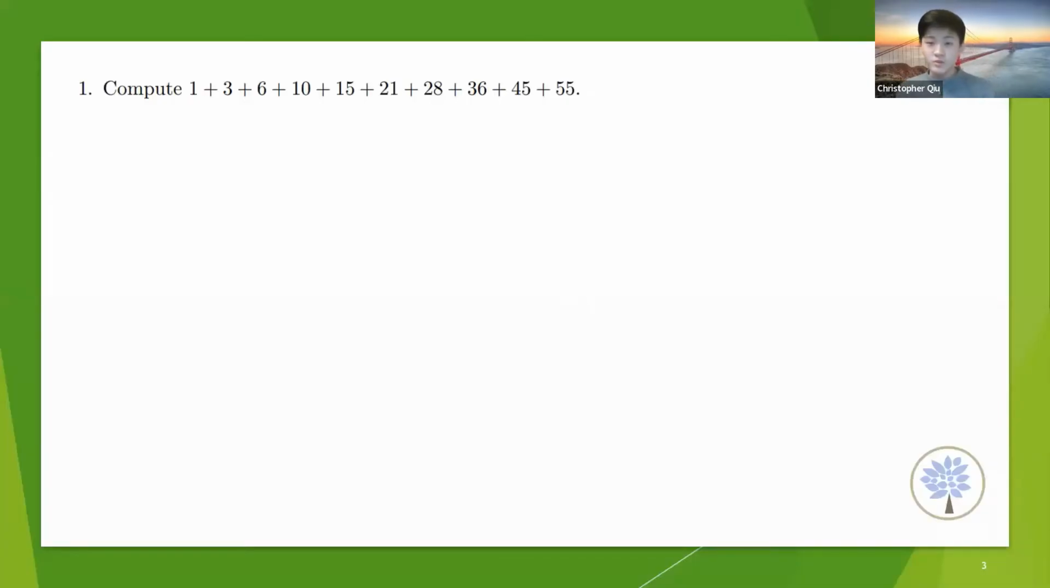As mentioned earlier, we will talk about the odd numbered problems. So let's start with problem 1. For problem 1, we're asked to compute the sum of these numbers: 1, 3, 6, 10, 15, 21, 28, 36, 45, 55. One of the first things you can see about the sequence is that all of them are triangular numbers.